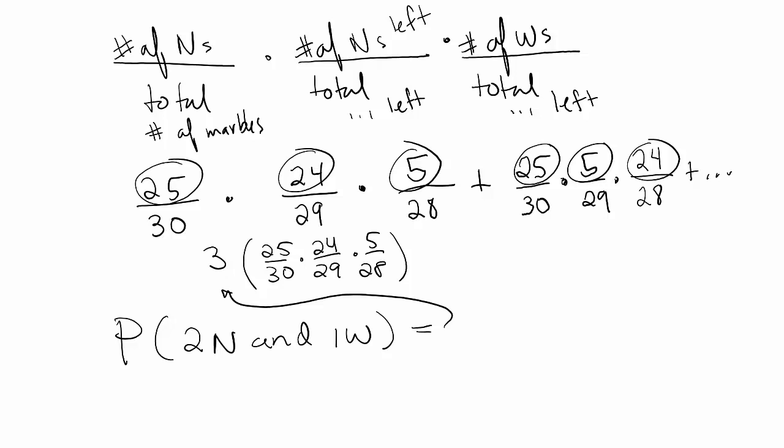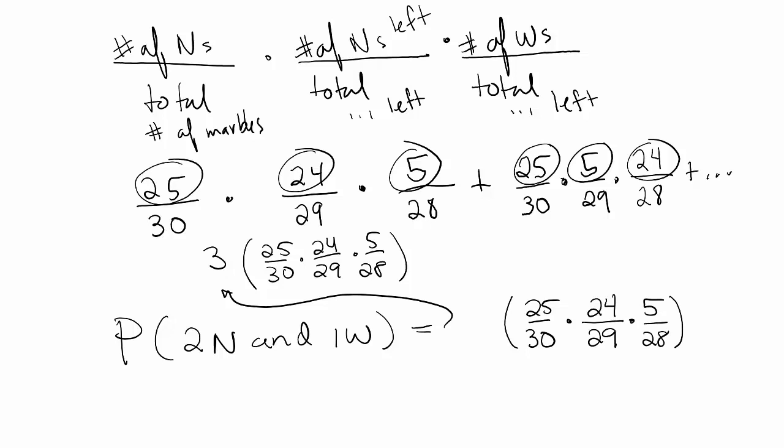So 2 non-white marbles would be literally 25 over 30, because there are 25 non-white marbles out of 30 marbles. Once you've taken one of those non-white marbles, there's only 24 of them left for the next selection out of only 29 total marbles. And then lastly, the last marble you take is going to be white. So that would be 5 over 28, right?